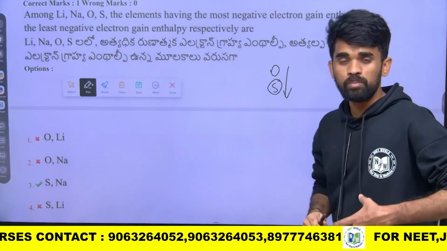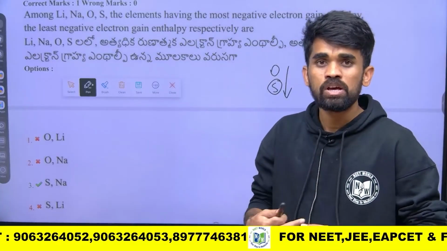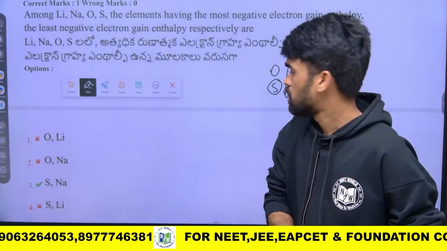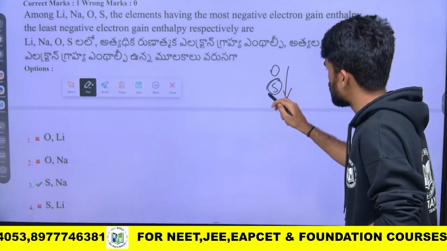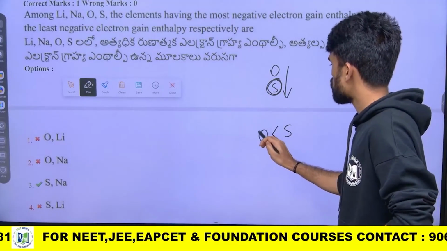Sulfur can accept the electron more easily, so it releases more energy. So I can say the tendency to accept the electron is more for sulfur than oxygen, therefore the more negative electron gain enthalpy is for sulfur. So write sulfur, then next oxygen.